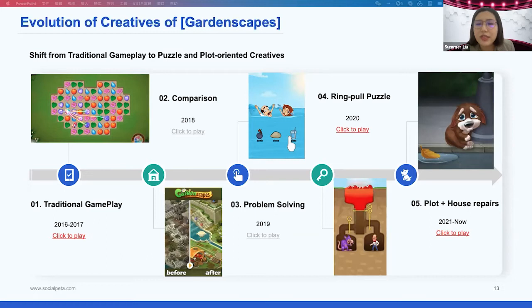You can also see that current creatives involve hot themes, like problem solving. I can see they invented this angle, and also the very popular ring pull puzzle in their creatives. And this kind of theme is widely used by other advertisers.